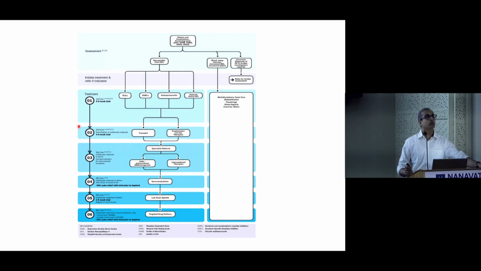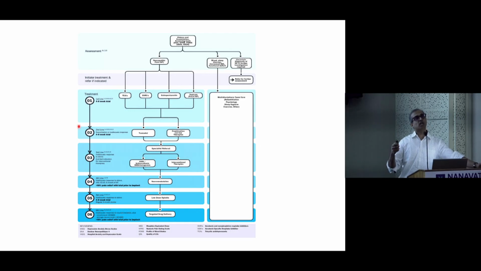This is an algorithm for using the drugs. So the first line drugs need to be started first. How to make a choice of which first line drugs to start, I will explain in the coming slides. The second line drugs need to be added on if you don't get any response, or you don't get the kind of response that you are looking for in the first line drugs. There are specific circumstances where second line drugs are used.